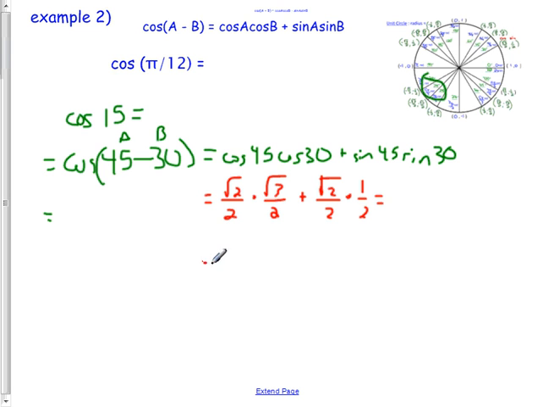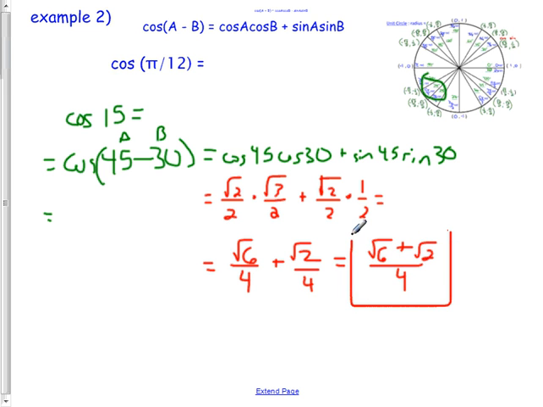So then you simplify this and you get root 6 over 4 plus root 2 over 4. They already have a common denominator, so you get root 6 plus root 2 all over 4. So that's the basics, solving for these equations.